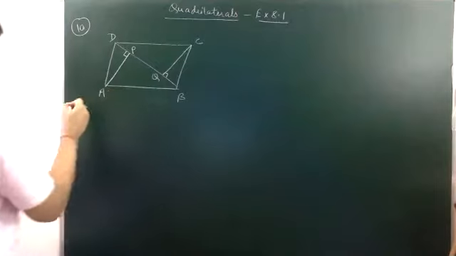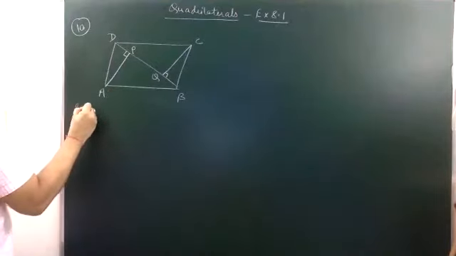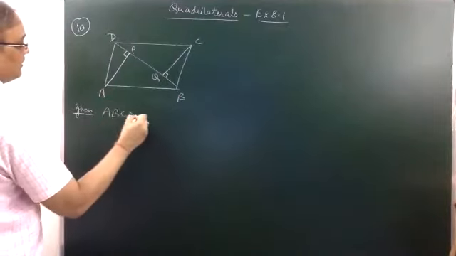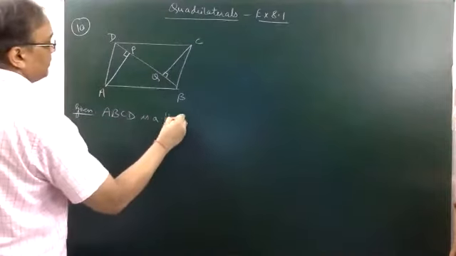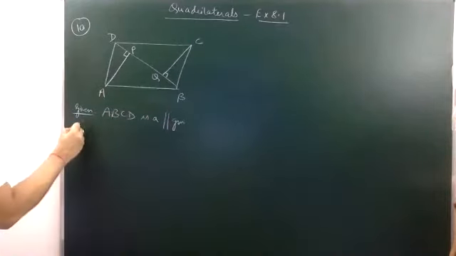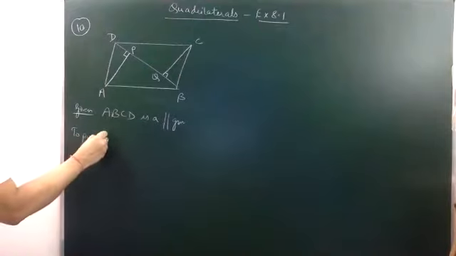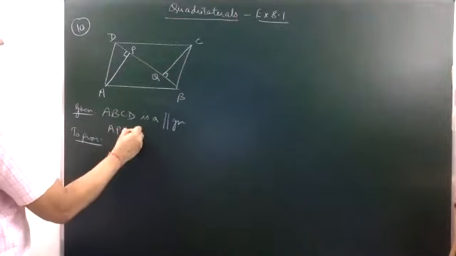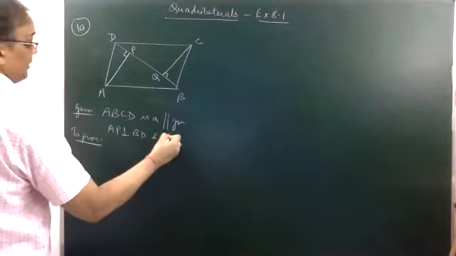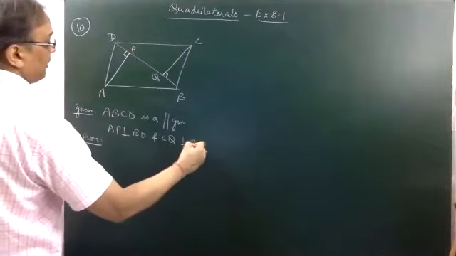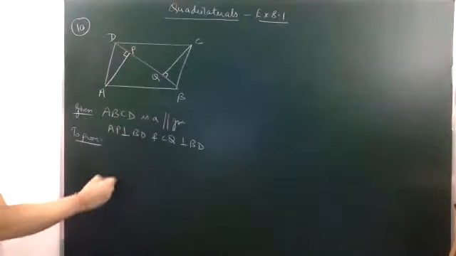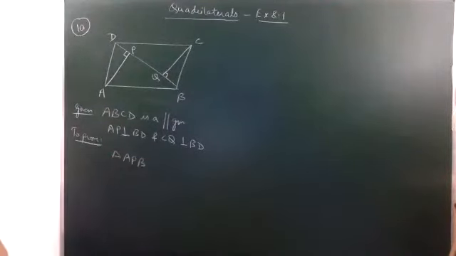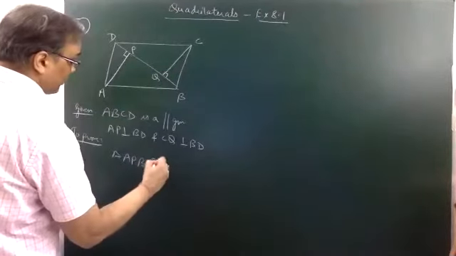So given, ABCD is a parallelogram, AP is perpendicular to BD and CQ is also perpendicular to BD. We have to prove triangle APB is congruent to triangle CQD.